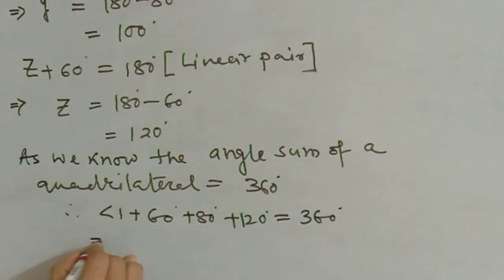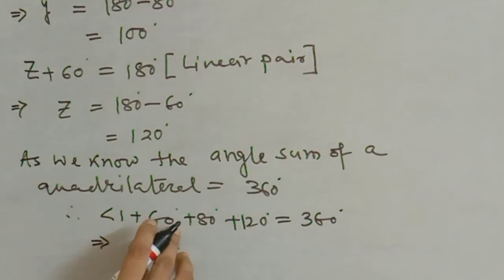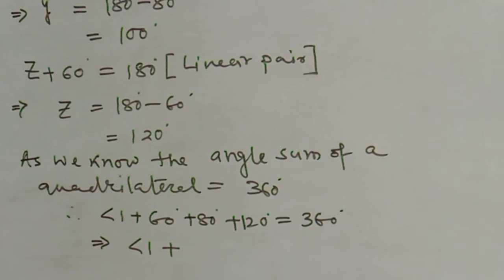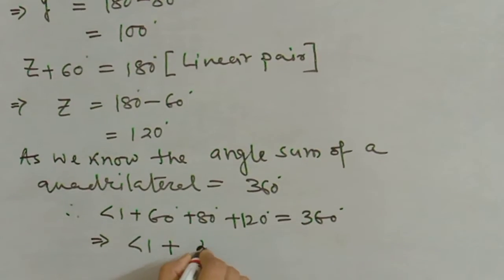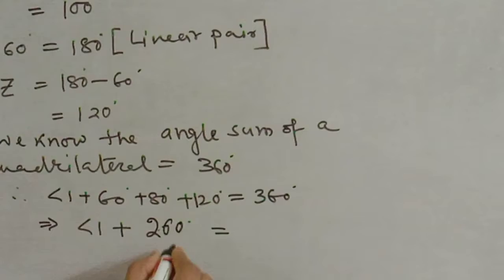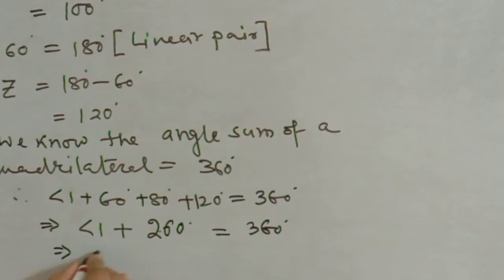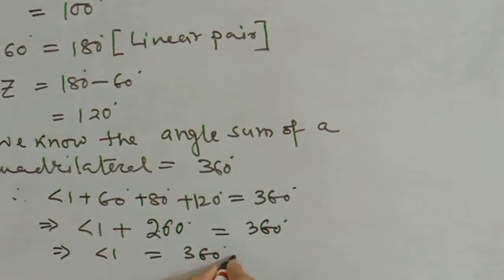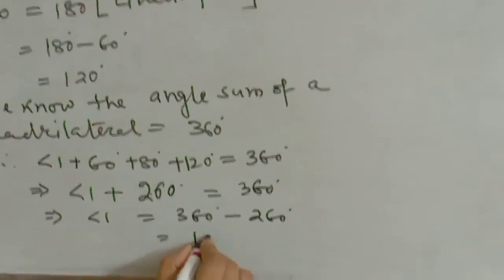Now angle 1 plus 120 plus 60, 180, 180 plus 80, 260. Now angle 1 plus 260 degree is equal to 360 degree. Therefore angle 1 is equal to 360 degree minus 260 degree, by transposing 260 degree to the right side. Angle 1 will be 100 degree.